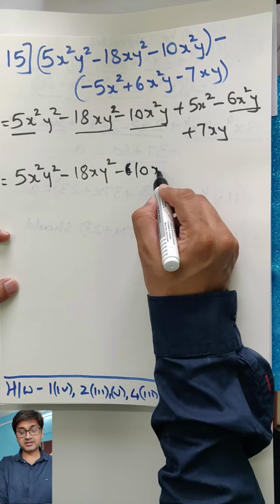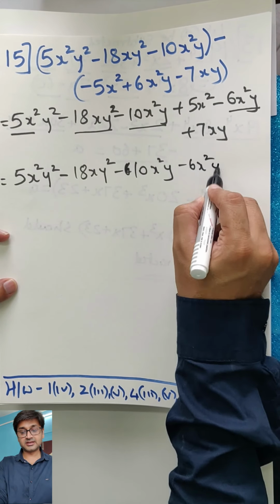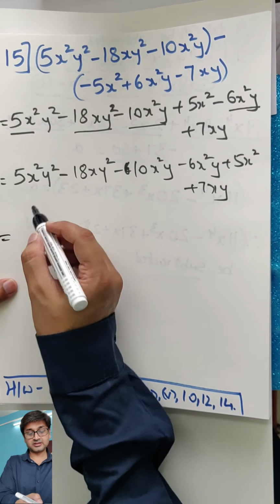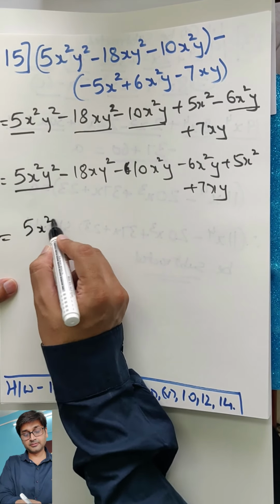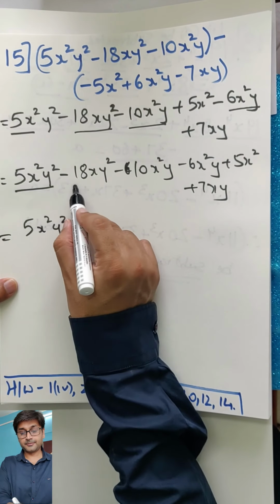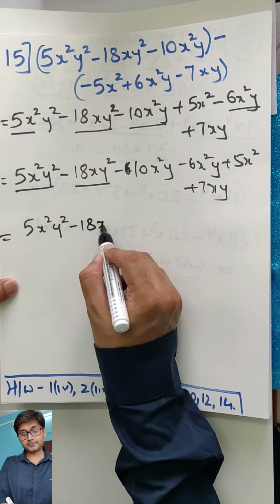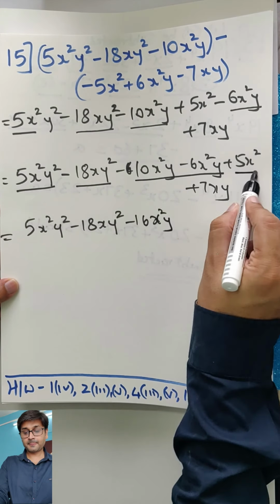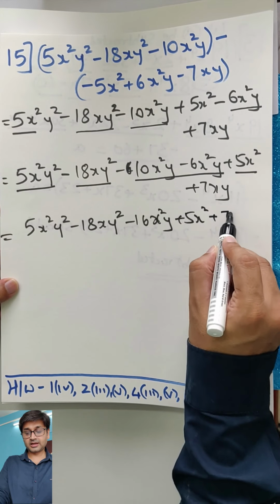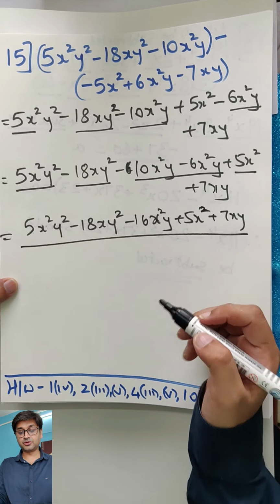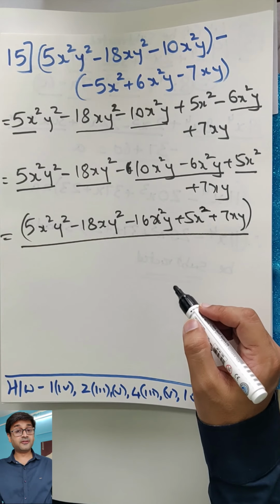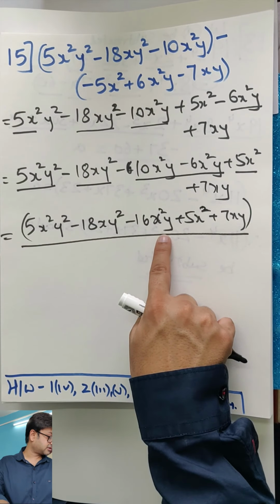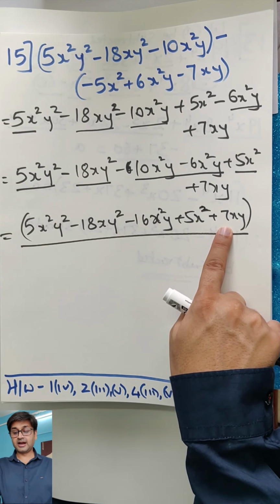So next will be minus 10x square y minus 6x square y plus 5x square plus 7xy. So let's see. This is again alone. Yeah, this is also alone. These two are like, so 16 times. This is alone and this is also alone. So no like terms, you can't add them. So leave them like that only. If they are like terms, then you will add. Let's see if we are correct. 5x square y square, 18x, 16xy square, 5xy and 7xy.